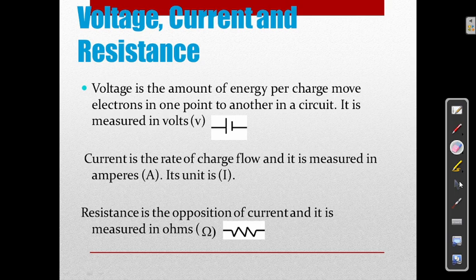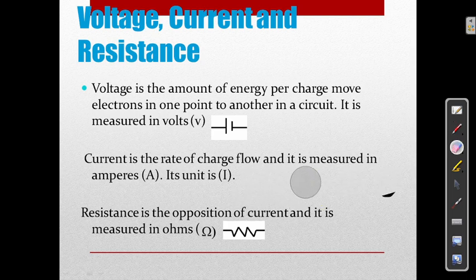Then we will move to resistance. What is resistance? Resistance is nothing but the opposition to current, and we can also say that it resists the current. Before that, in current we have a symbol of current like this. In that particular circuit we will have a current symbol like this. Like this we will have a symbol for a current.